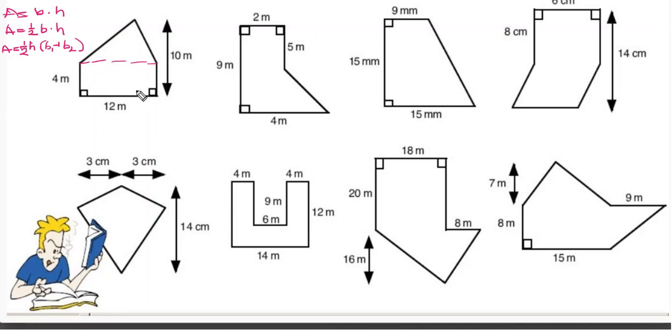Okay, so you can see I broke this down into two parts. I know that the total height of this figure is 10 meters. And since I know that this height is 4, then I know that the difference here would be 6. So my base in this case would be 12. My height is 6. My base is 12. My height is 4. I would then just solve those and add them together.